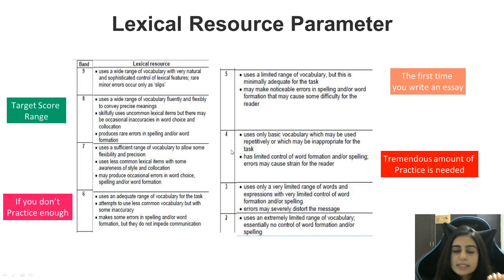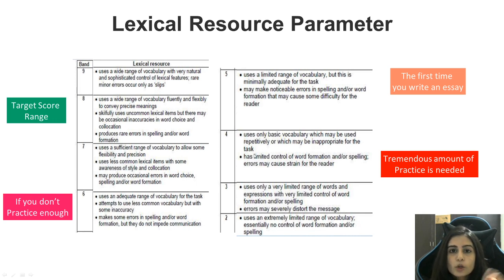So let's have a look at the band 4 descriptor. Where do you go wrong if you're scoring 4 band scores? So read with me and follow whatever this particular sentence is saying. So if you're scoring 4 band scores, you have used only basic vocabulary. First of all is basic vocabulary, which may be used repetitively. Secondly, you have repeated the basic vocabulary that you're using, or which may be inappropriate for the task.